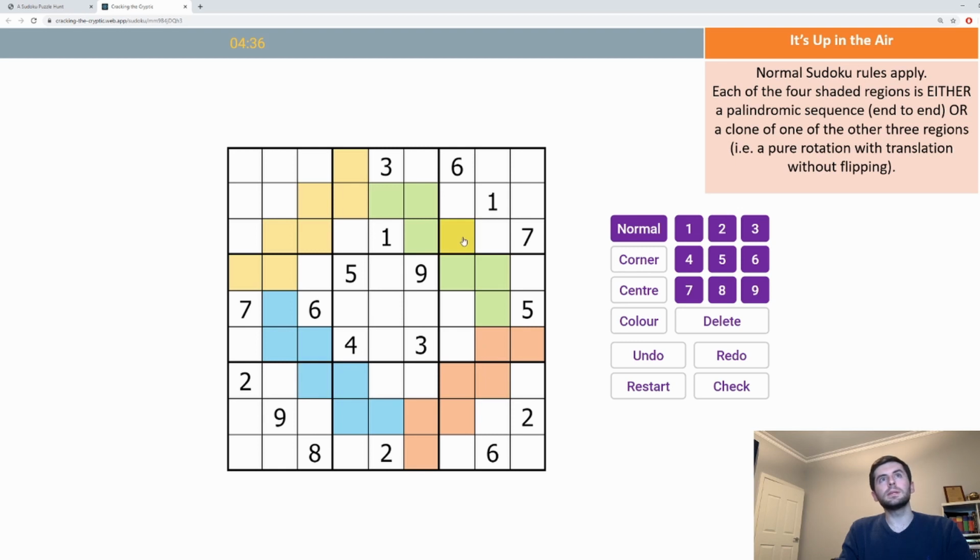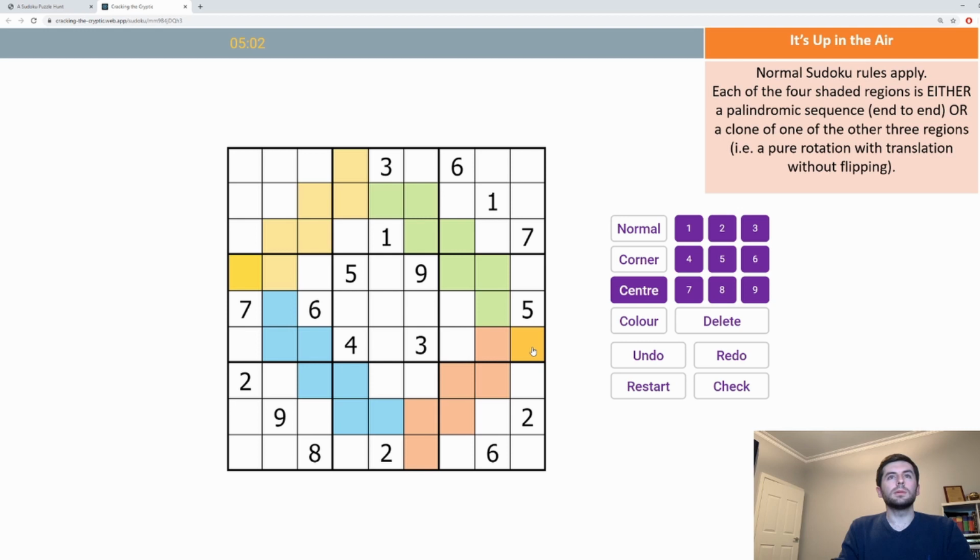And similarly, we can see that the green shape can also not be a clone of the red or yellow shapes, similarly by that fourth cell along, that shares a row and a column. So we're left with the blue and green shapes must be palindrome shapes, and the yellow and red shapes must be clones. Okay, so going through, we can start putting in our pencil marks here.